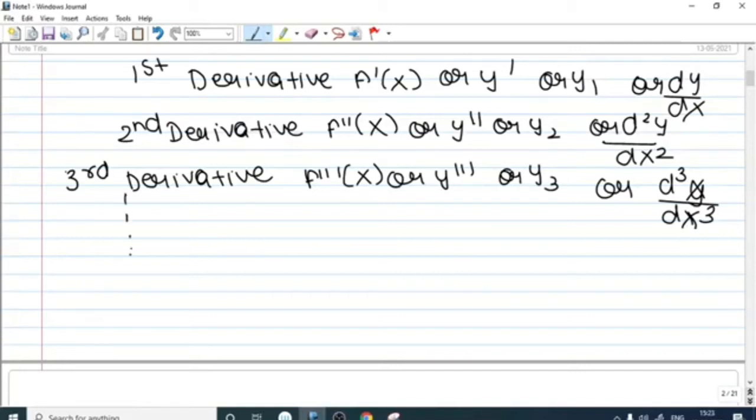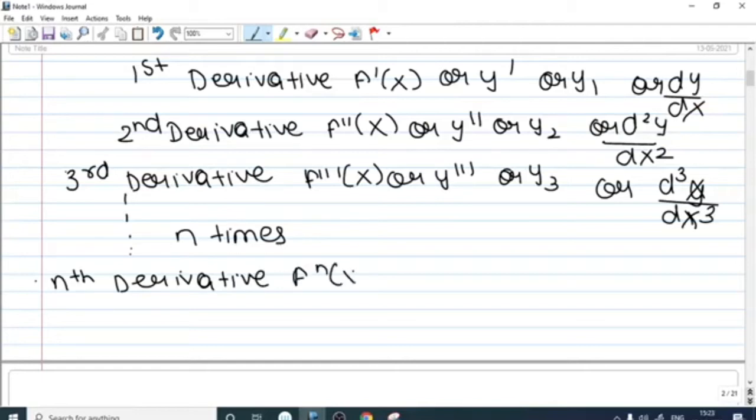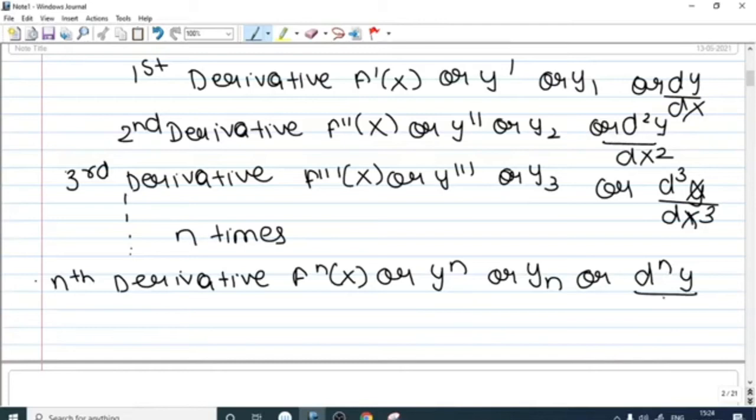Now if I go on differentiating it n times, then I get the nth derivative, which will be represented by f n x, or yn, or d n y by dx power n. So this is the nth derivative representation. Keep all these things in your mind.